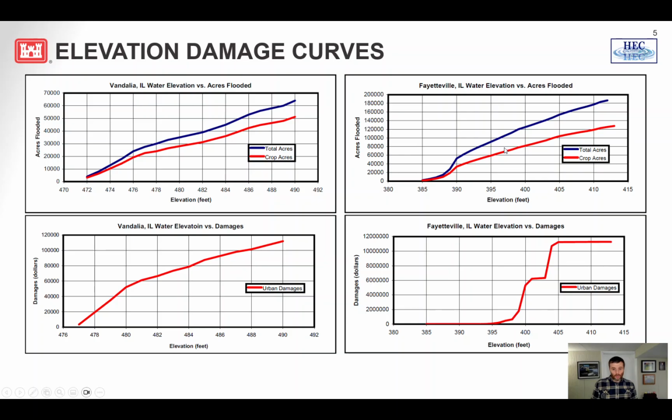The other thing is that these stage damage curves, these elevation damage curves, we lost the year that they were built. So we don't even know how to price index these. This was one of the uglinesses that we found as we were starting to upgrade this process.